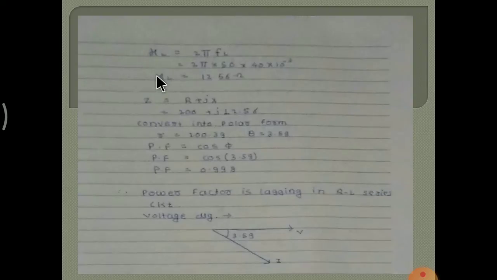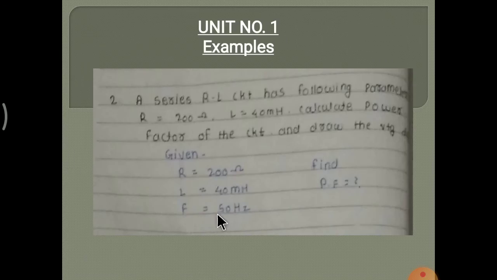So first we have to find out XL is equal to 2 pi FL, because XL is necessary to find out Z. Z is required to find out the angle, and the angle is required to find out the power factor. So our aim is to calculate the power factor. In this, resistor, inductor and frequency are given for the RL series circuit.